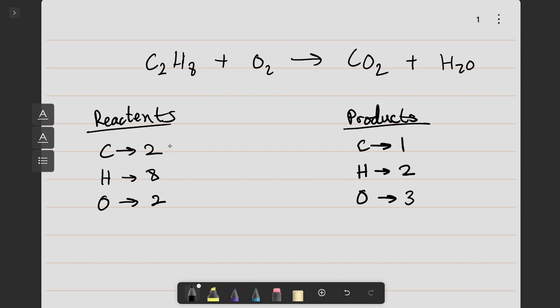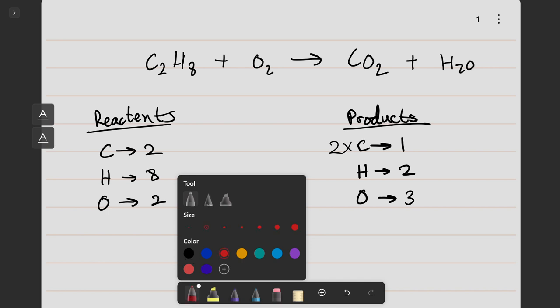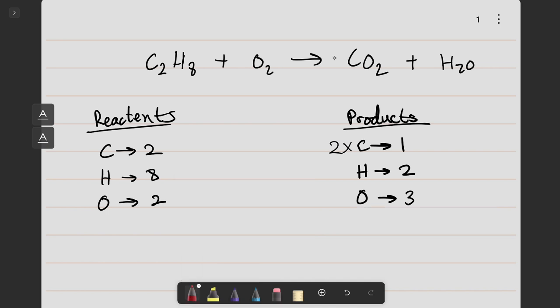So we have 2 carbons over here. Reasonably, we need to multiply this by 2 to give us the same amount because we have 1 carbon. So multiplying by 2 gives us 2 carbons. So write that down here. Okay, simple enough. Actually, I will stay with red. We have 8 hydrogens on the left hand side, but 2 over here. So reasonably multiply by 4, because 4 times 2 gives us 8. So take that 4 here.